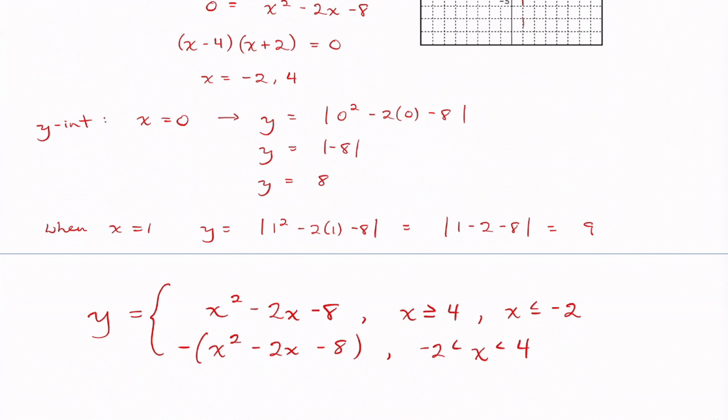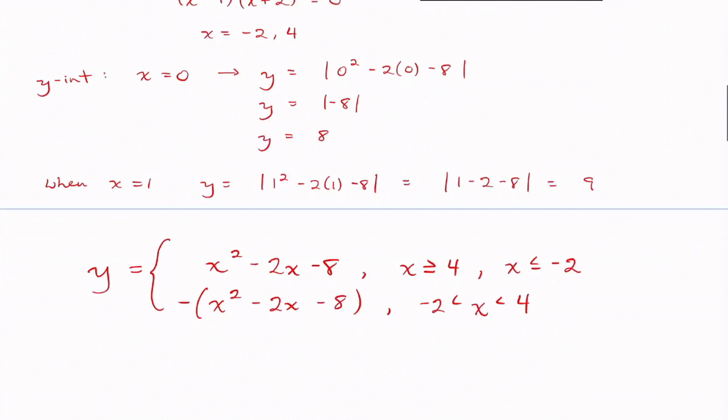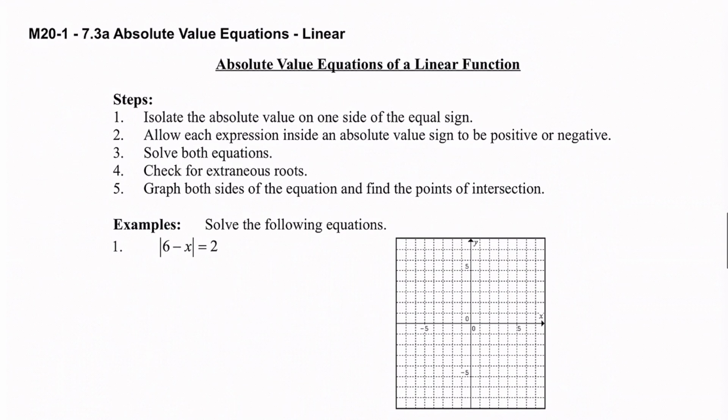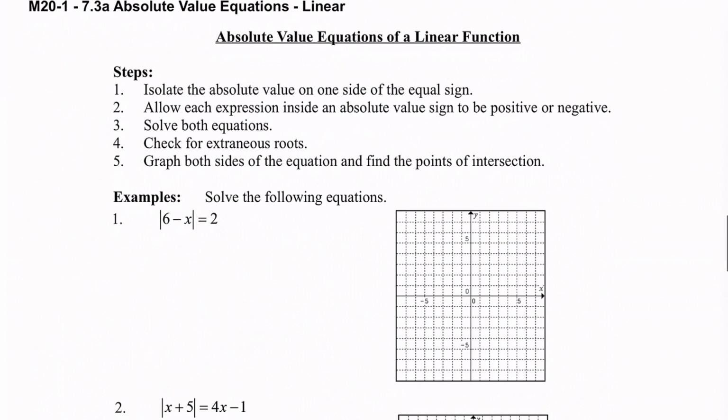Okay, now that we're done with that little review, we're going to move on to our notes for today. Our steps are as follows. First, we're going to isolate the absolute value on one side of the equal sign. Like this one, that would already be done. Same within this next one, actually.